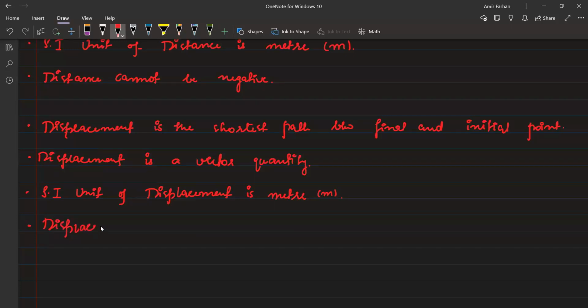Distance cannot be negative, but displacement can be negative. Distance can only be zero or positive, but displacement can be positive, negative, or zero.